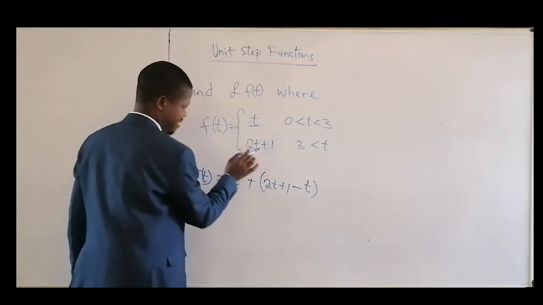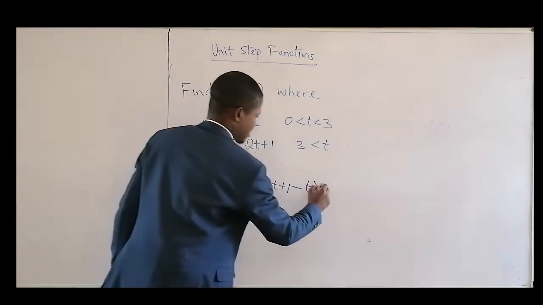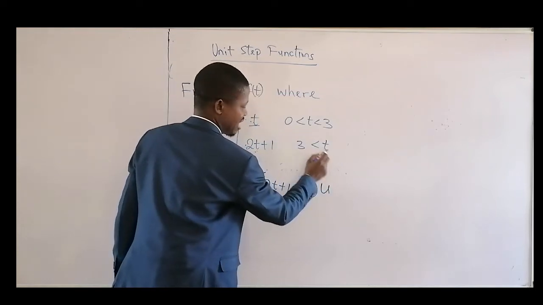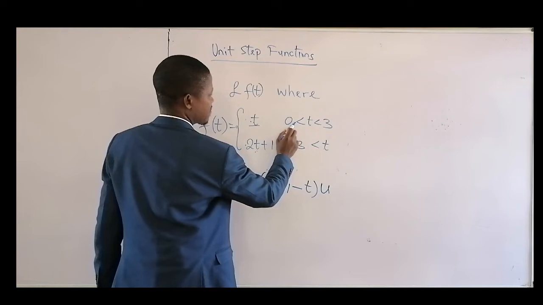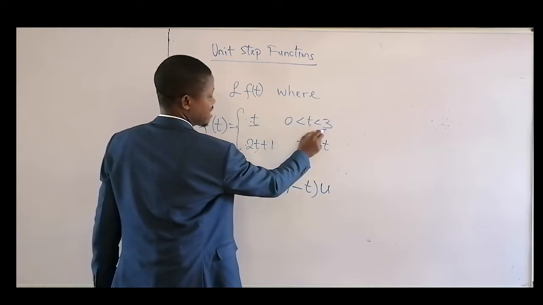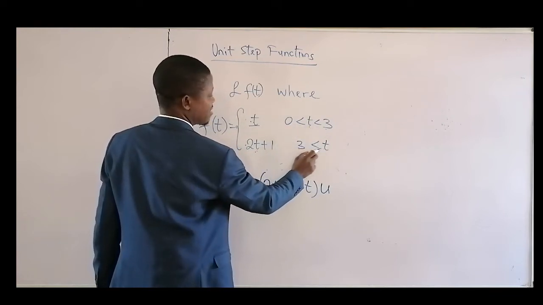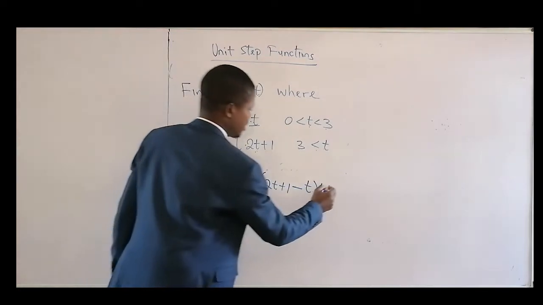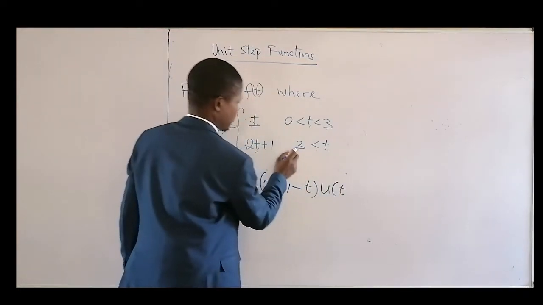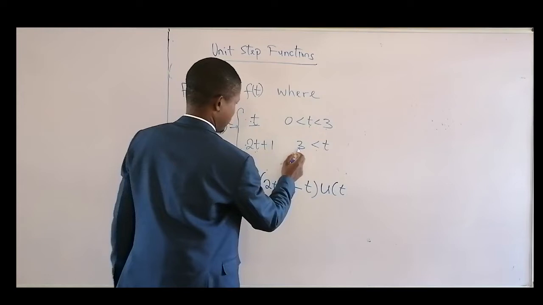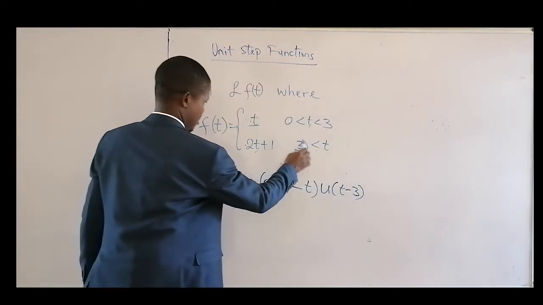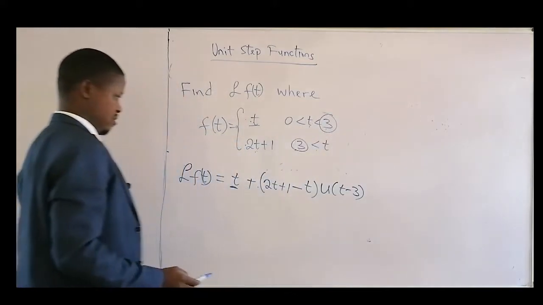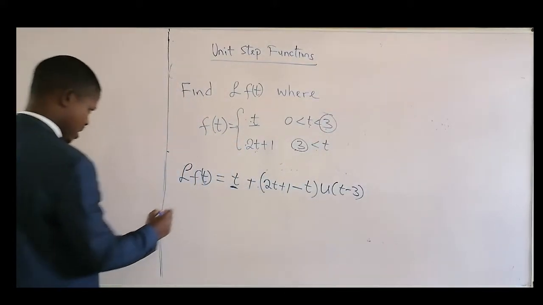Then the next case will be this minus this. Then you attach your unit step. Your t here is from 0 less than t less than 3. And here, 3 is less than t. So it's going to be u of t minus 3. And I've told you whatever you have here must be the same as what you have there, minus t. So that's what we have there.